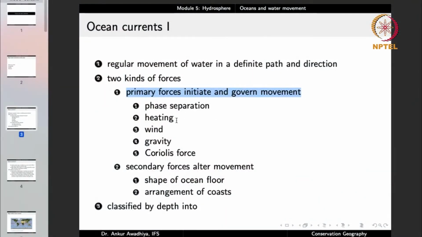So this is one primary force that initiates and governs the movement of water. Another primary force is heating. So if the water is being heated, you'll get things like convection currents.